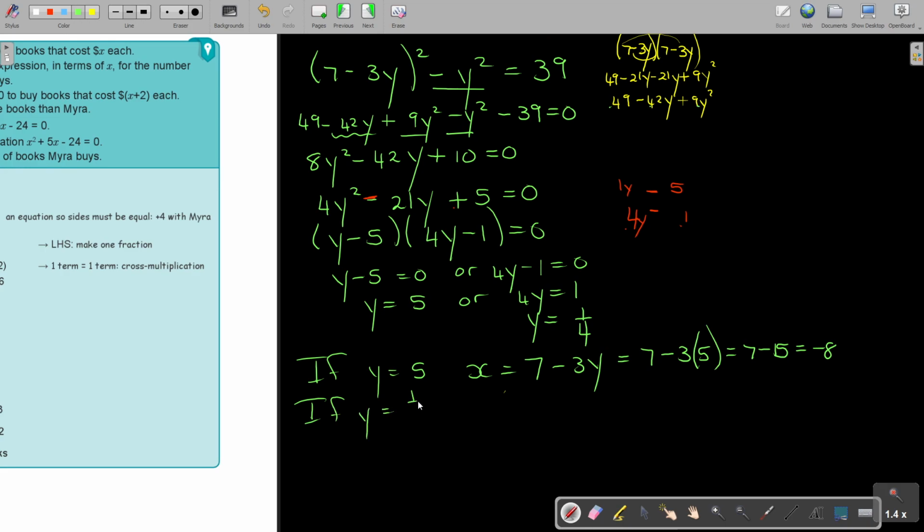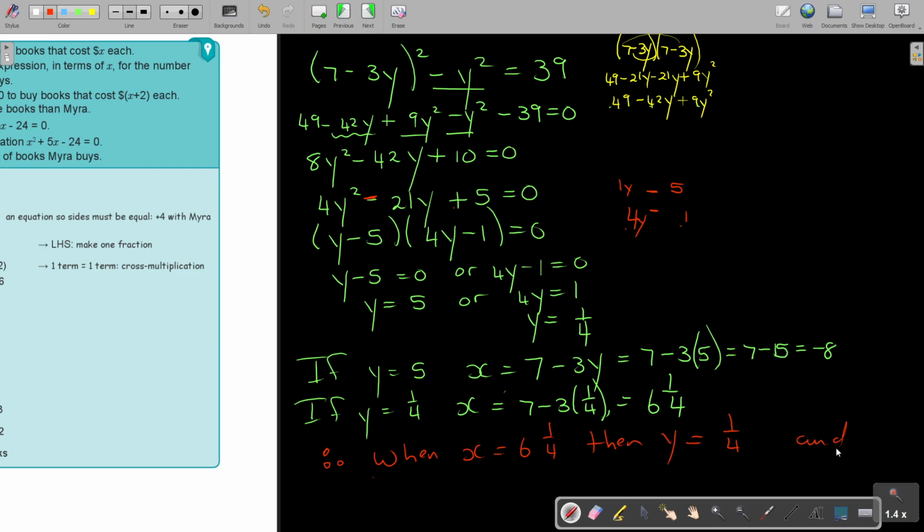Okay. And then the next one, if y is equal to a quarter, then x is equal to 7 minus 3 times a quarter, and that is going to be 6 and a quarter, because 7 minus 3/4 is 6 and a quarter. Therefore, when x is 6 and a quarter, then y is equal to a quarter.